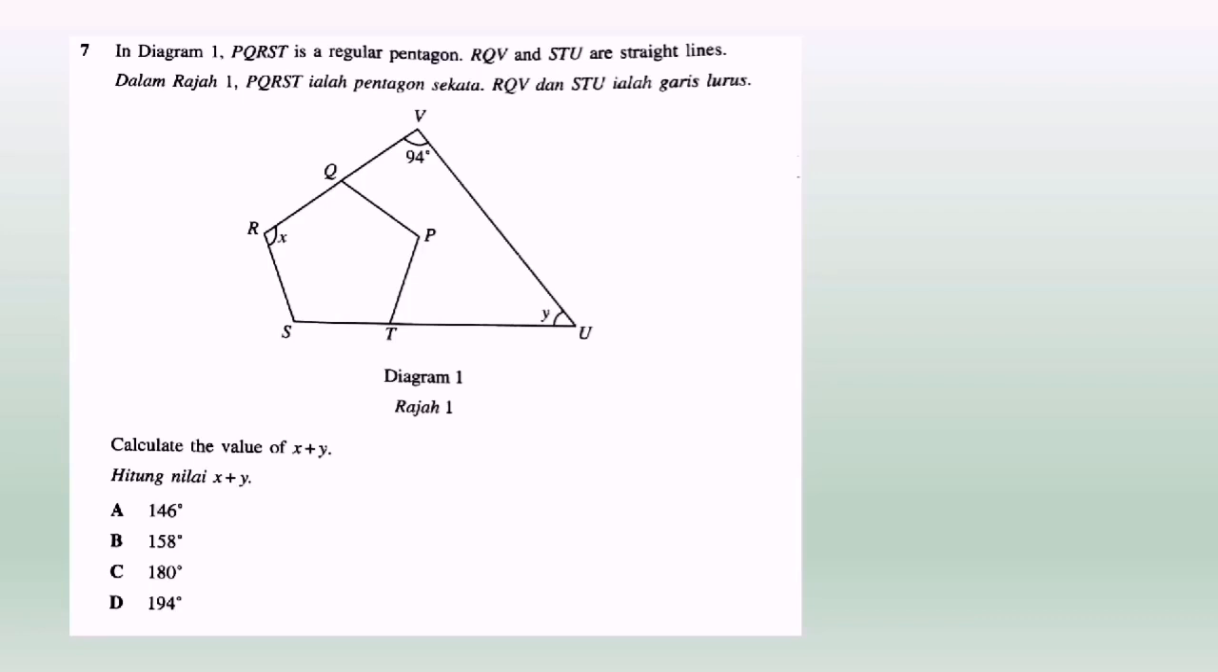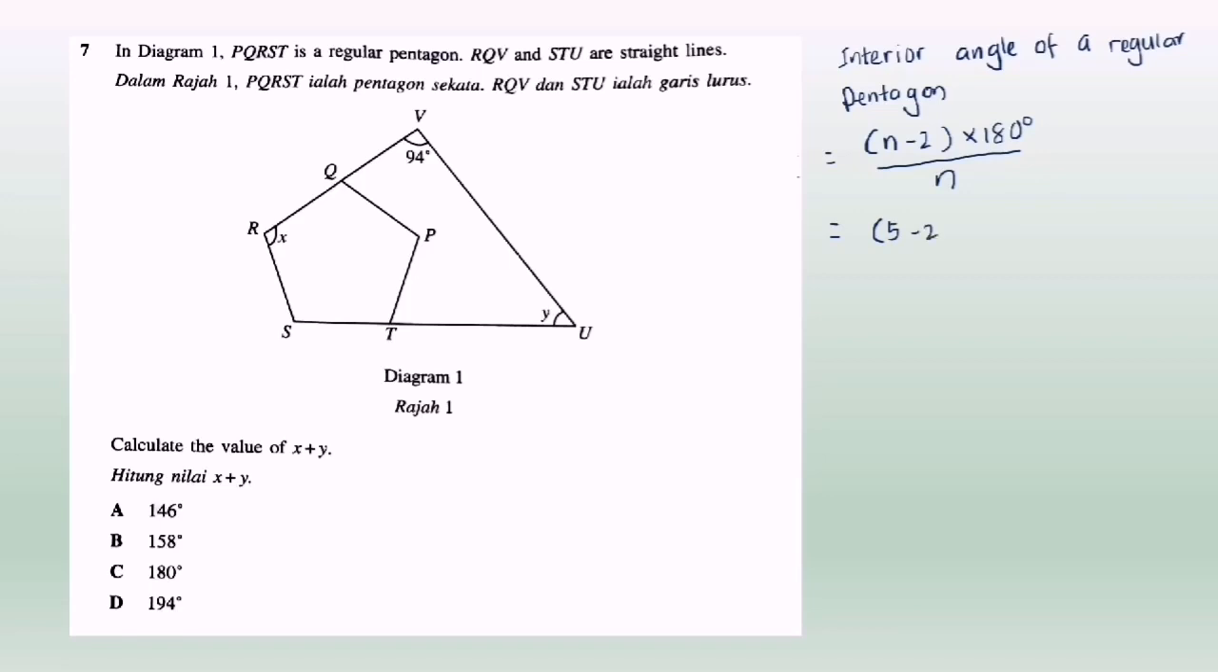First, we need to find the interior angle of a regular pentagon. So the formula is n minus 2 times 180 degrees divided by n. So n equals 5. 5 minus 2 times 180 degrees divided by 5 equals 108 degrees. So here S equals 108 degrees. Also, this angle of a pentagon is 108 degrees.